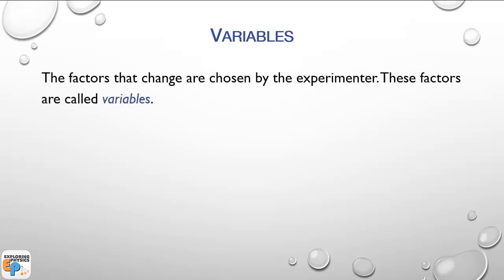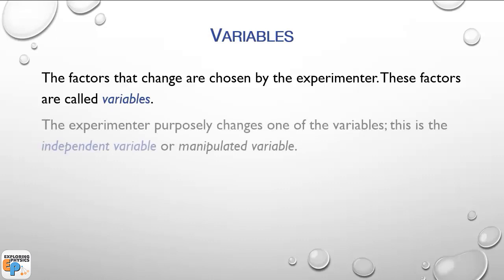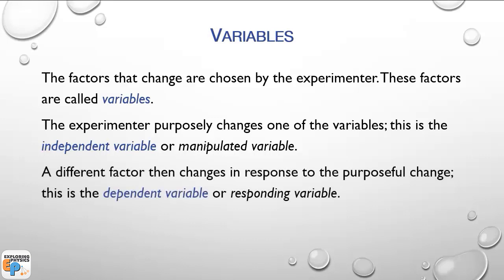The factors that change in an experiment are chosen by the experimenter. These factors are called variables. The experimenter purposely changes one variable. This is the independent variable, the IV, or the manipulated variable. A different factor then changes in response to the purposeful change. This is the dependent variable, the DV, or the responding variable.